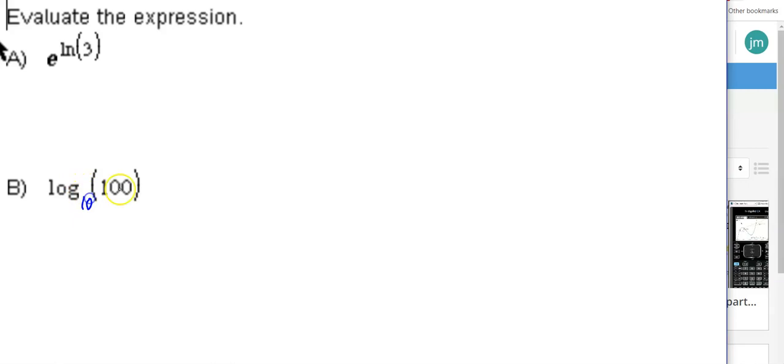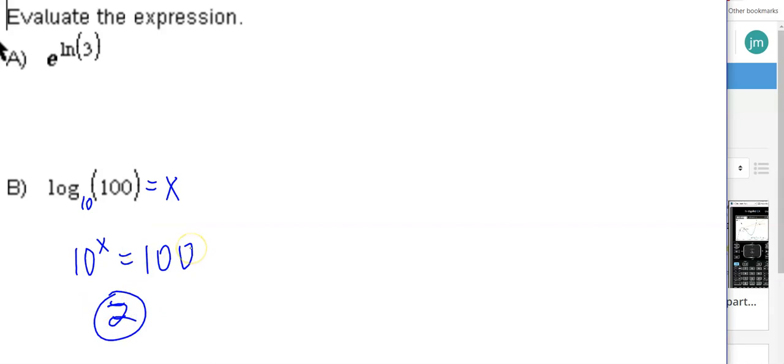So this is base 10. It's understood to be base 10. So this one would be, let's just say x. This would be an exponent form: 10 to the what power is equal to 100? So x must equal 2, right? 10 to the second power is 100. Writing the base there really does help us think it through and solve a problem like that.